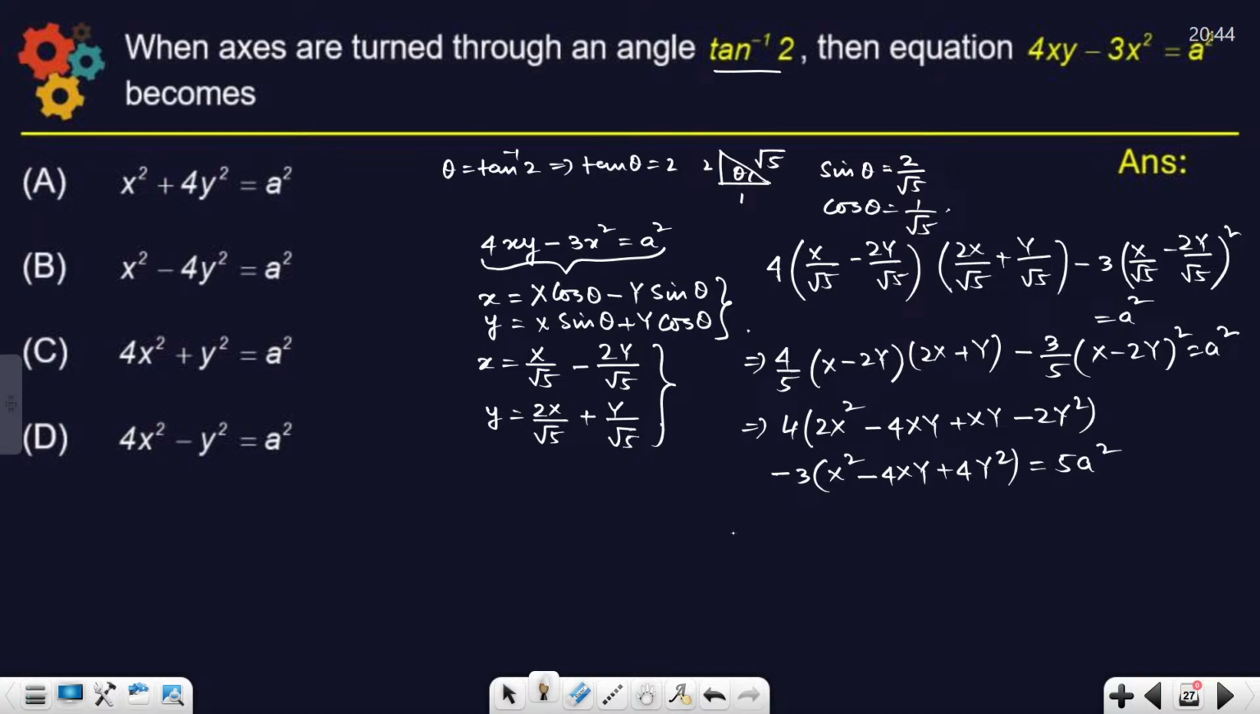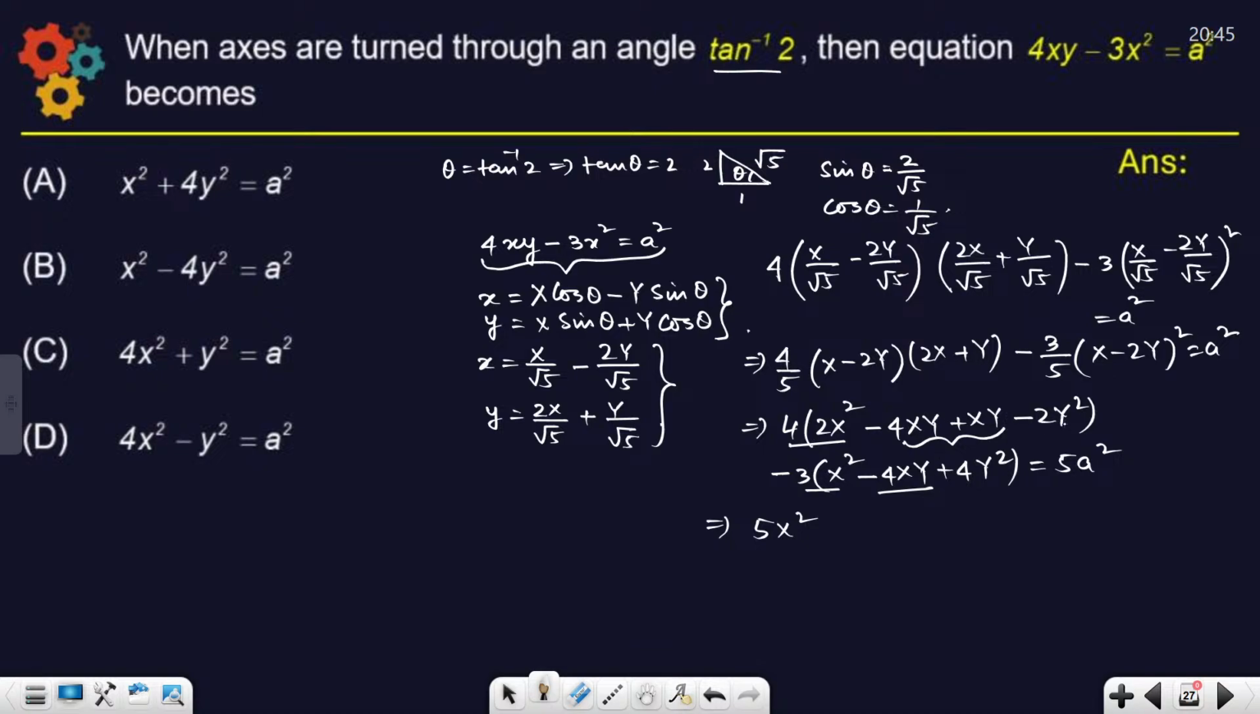Okay, so let me just open the brackets. From here we are getting 8x square minus 3x square, that is 5x square. I'm sorry, it will give us minus 3xy, so minus 12xy and plus 12xy. So it will get cancelled.